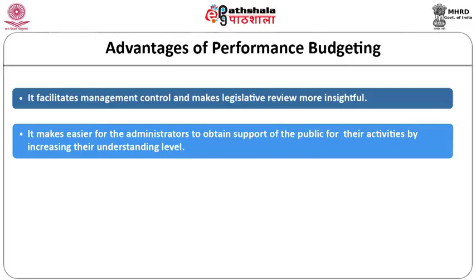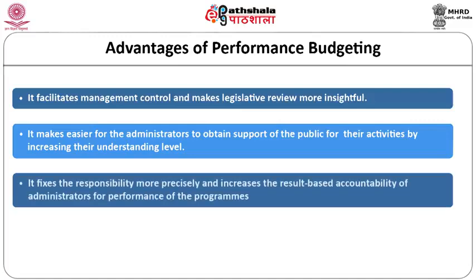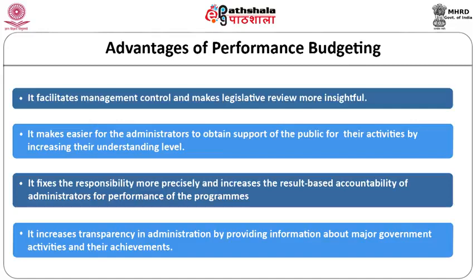Number 7, performance busting fixes the responsibility more precisely and increases the result based accountability of administration for performance of the program. And number 8, it increases transparency in administration by providing information about major government activities and their achievements. If it is so, then it means that it is a corruption free administration, and that's why performance busting is helping the administration to keep itself clean and to be result oriented.